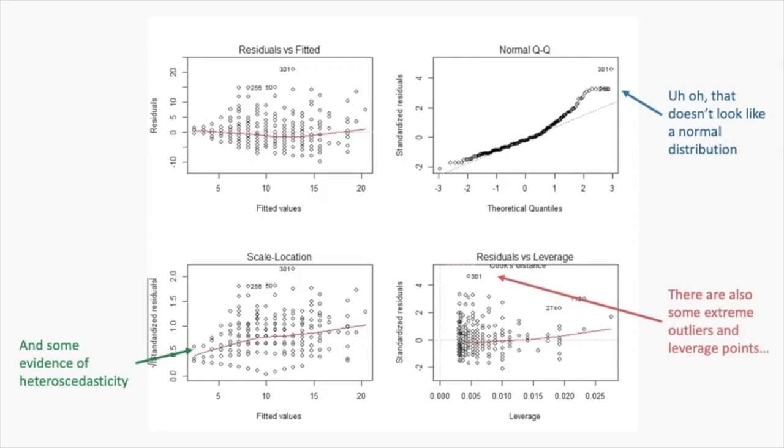We also look at the normal QQ plot, and we can see that the points really don't seem to follow the line very well.